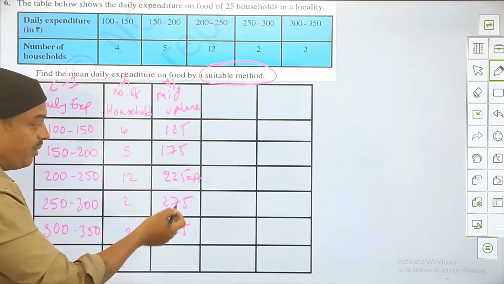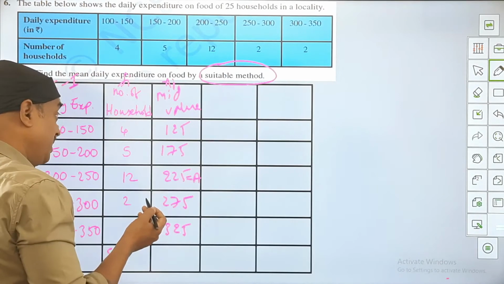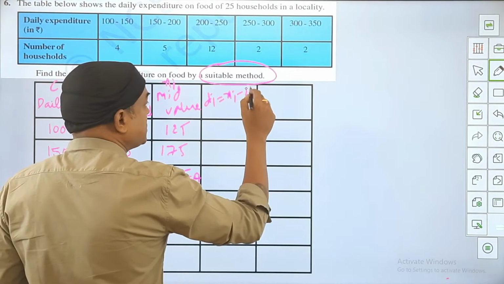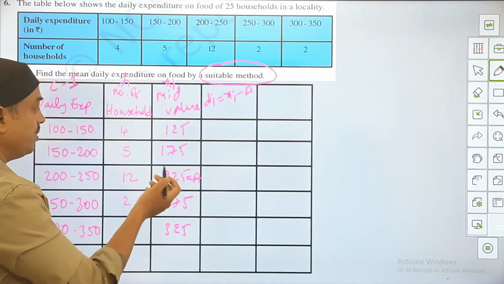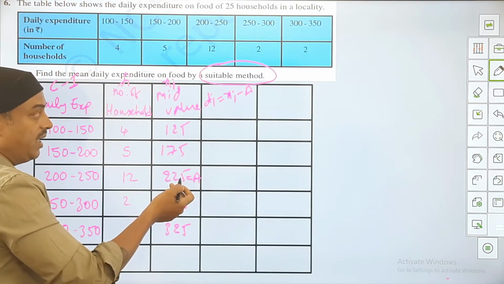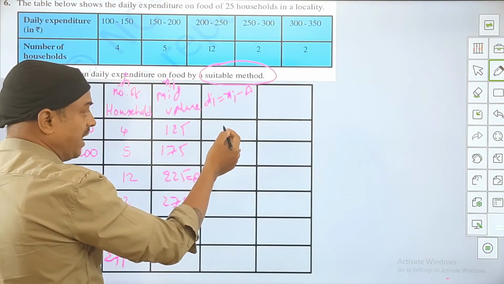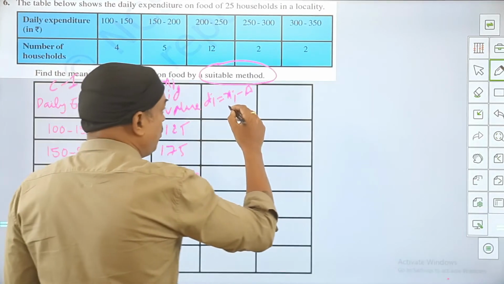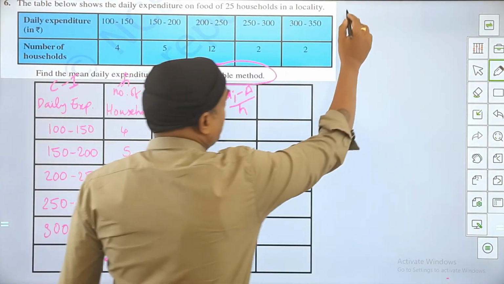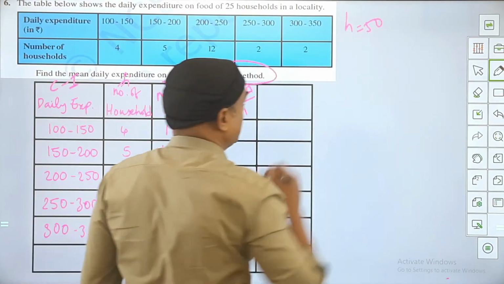So now after getting the mid values, let us select A as the middle one, as we all know, right? So I can apply the deviation method here. I can take di. What is di? xi minus A is called di. Now this is 125 minus 225, which is how much? Minus 100 is the value here. So if you see, the di values are coming up as big numbers here. So better I'll go by the step deviation method here. I'll take upon h. Now what is the h value, my friends, here? The h value is 50. So I'll divide by 50 simultaneously.